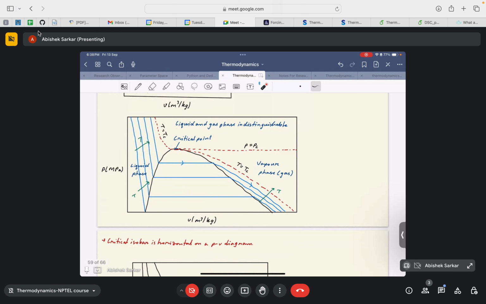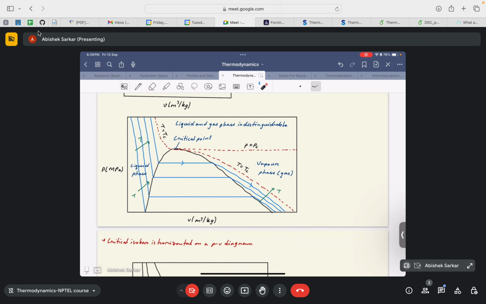Similarly, to analyze the systems, you can also discuss the similar analogy in the P-V diagram as well. So now in this case, we have a pressure versus specific volume plot, and these blue lines are actually now isotherms. The corresponding temperature, say T1, T2 or T3, would fix the saturation pressure. See, this is very crucial.